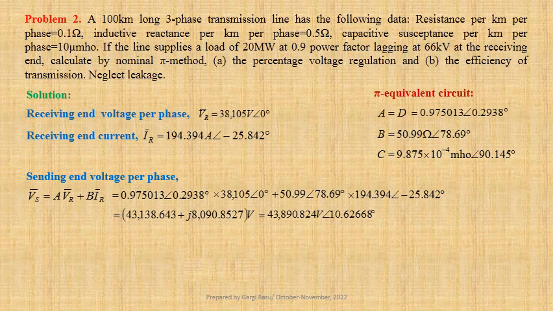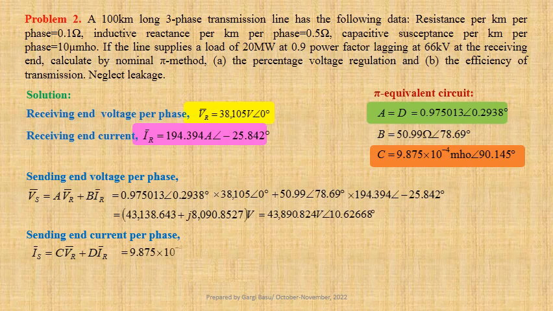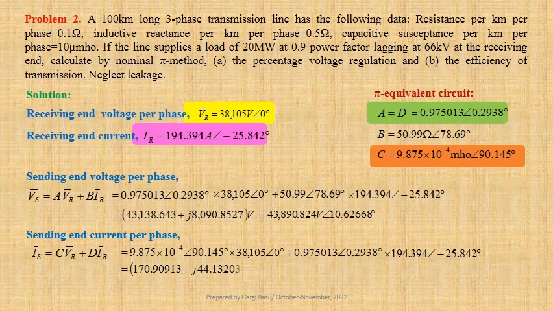10.62668 degree. Expression for sending end current per phase Is equals C times VR plus D times IR. Using values we get 9.875 into 10 to the power minus 4 at an angle 90.145 degree into 38,105 at an angle 0 degree plus 0.975013 at an angle 0.2938 degree into 194.394 at an angle minus 25.842 degree. That gives us 170.90913 minus j times 44.13203 ampere. This may be written in polar form as 176.59 ampere at an angle minus 14.57285 degree.